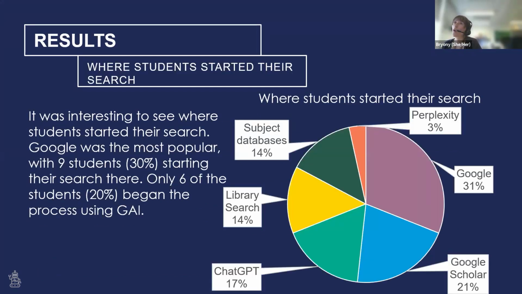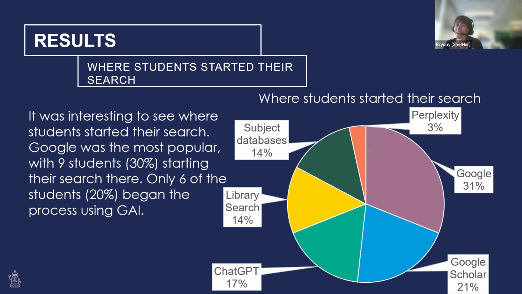In terms of starting searches, this is a bit more of a library question. This is something we're quite interested in: where are students starting their search from? We could see that over half the students were using Google in some capacity. Whether that was the basic Google search or starting off at Google Scholar, that was the most popular place that students went to start their search.